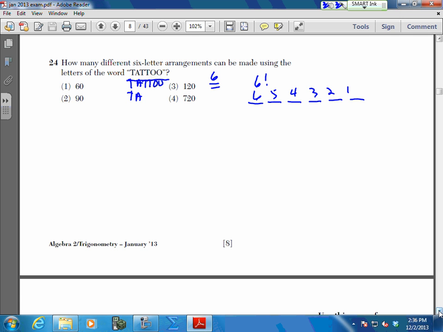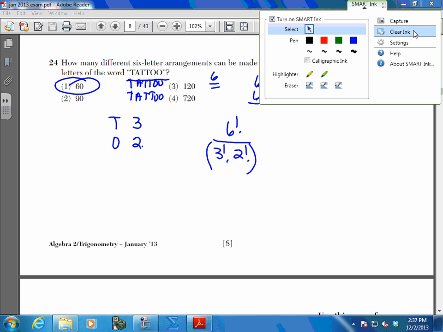Changing a T again would still give me the same word. So what you have to do is take your 6 factorial and you have to see what letters duplicate. I have 3 T's and I have 2 O's. So take this and put 3 factorial and this 2 factorial. Now if you put this in your calculator, remember to put that part in parentheses, or your calculator will give you a different answer than what you anticipated. And that will give you 60. Take out your duplicates out of that one.